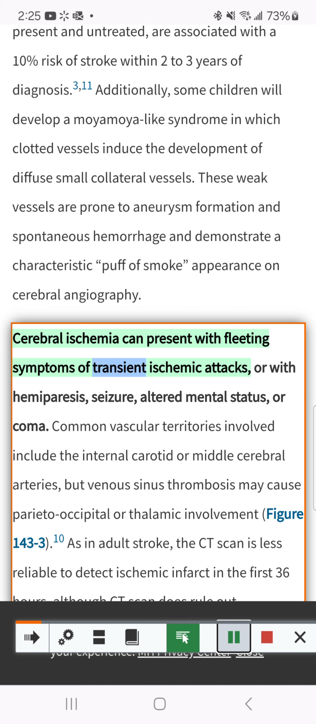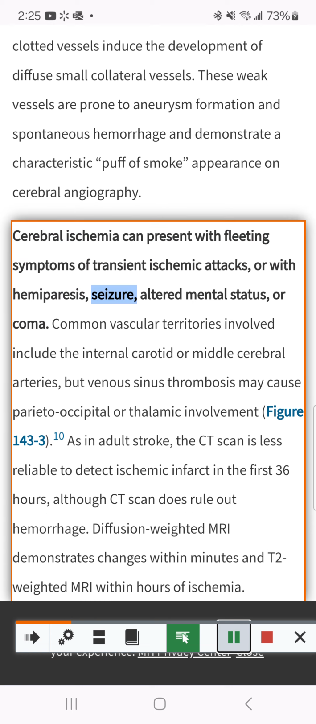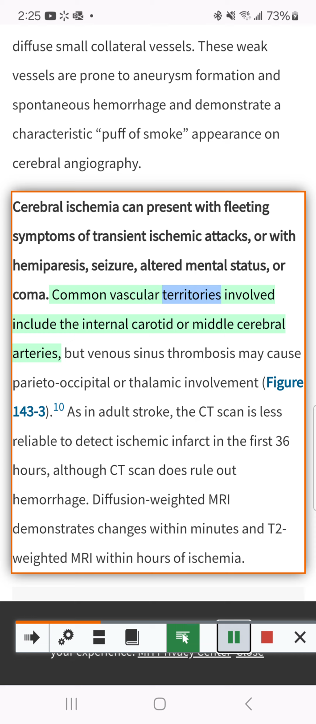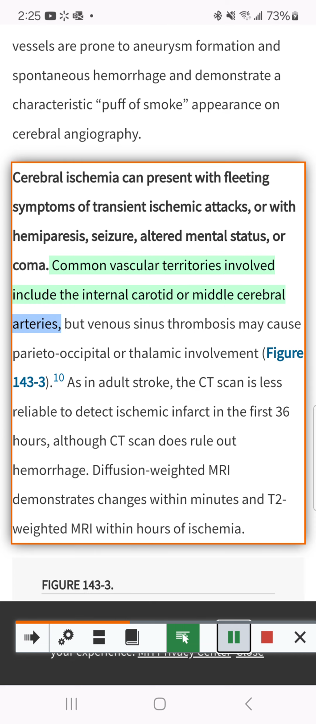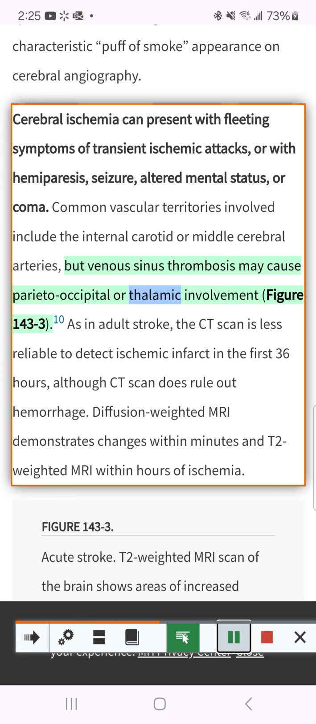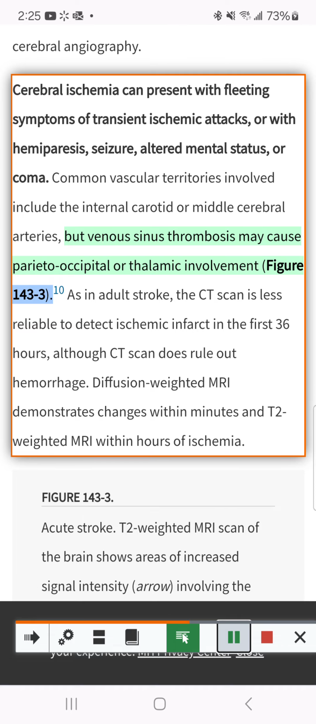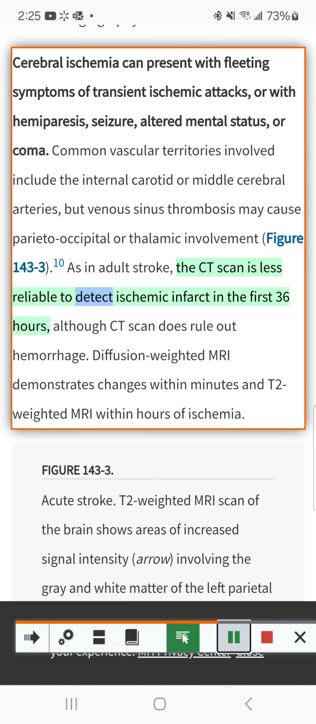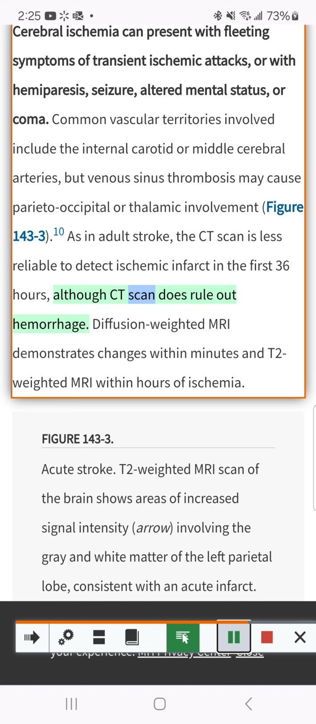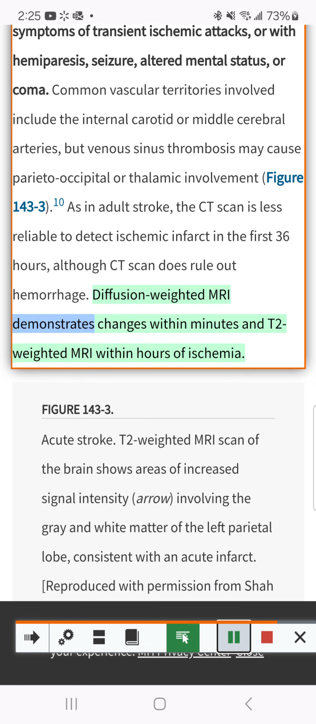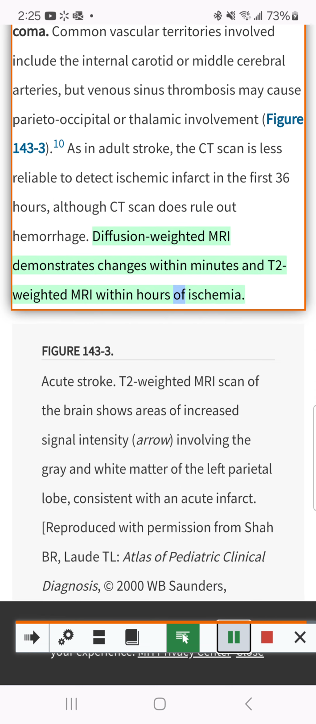Cerebral ischemia can present with fleeting symptoms of transient ischemic attacks, or with hemiparesis, seizure, altered mental status, or coma. Common vascular territories involved include the internal carotid or middle cerebral arteries, but venous sinus thrombosis may cause parieto-occipital or thalamic involvement. Figure 143-3. As in adult stroke, the CT scan is less reliable to detect ischemic infarct in the first 36 hours, although CT scan does rule out hemorrhage. Diffusion-weighted MRI demonstrates changes within minutes and T2-weighted MRI within hours of ischemia.